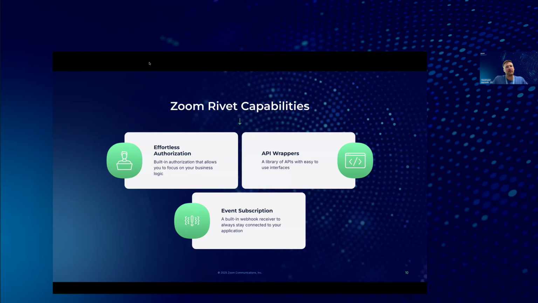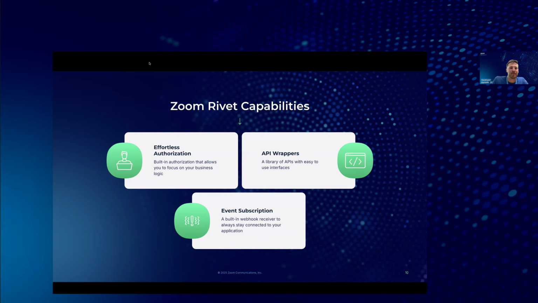What are Zoom Rivet's capabilities? There are three main capabilities of Zoom Rivet, and they are its effortless authorization, its API wrappers, and event subscription listeners. When you're working with Zoom Rivet, you simply need to provide the credentials of your app and start your server. No need for fetching tokens or refreshing them. You can get started building your core business logic on day one. Once you start building, you can immediately tap into our API wrappers and event subscriptions.